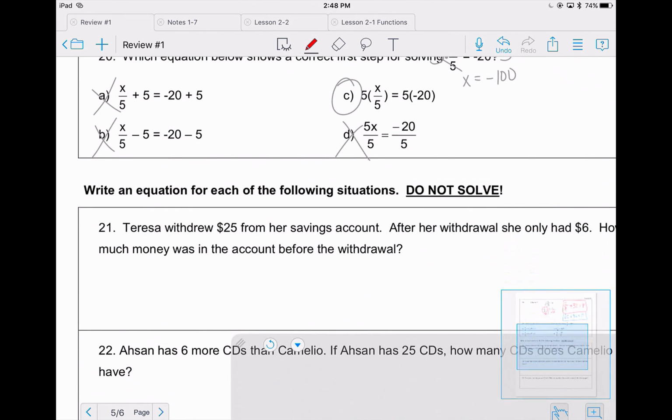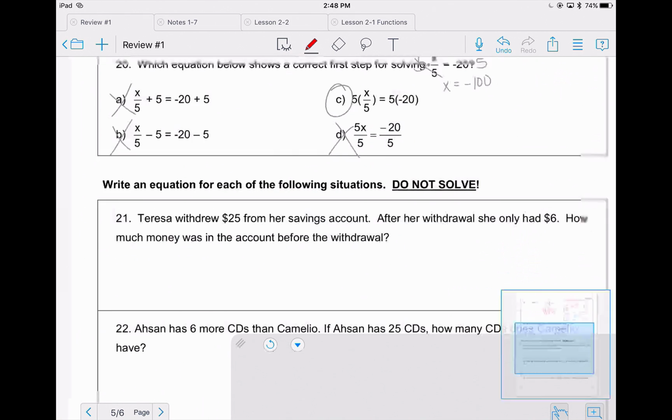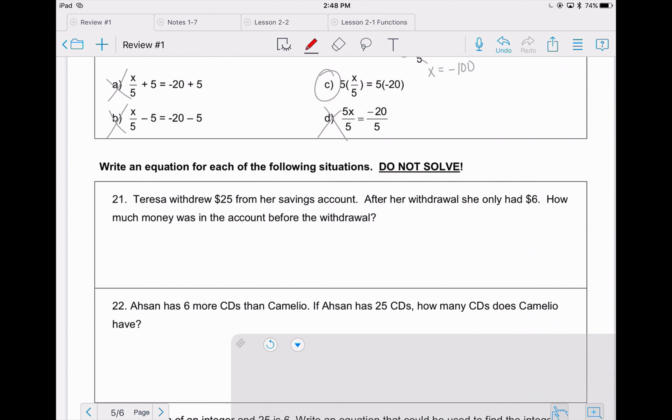The next three, they want us to write an equation without solving, so we're just writing. Teresa withdrew $25 from her savings account. After she did that, she only has $6 left. How much was in her account before?